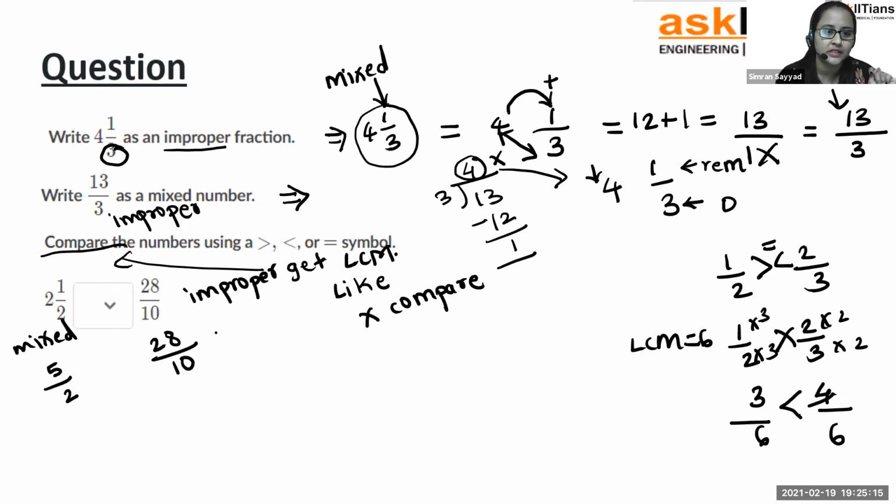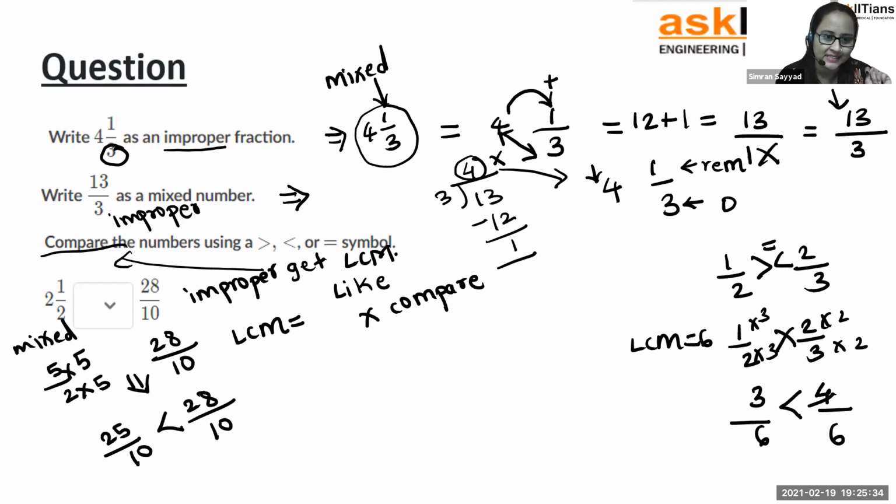So first step, what do we have to get? We have to get the LCM. What is the LCM? 10 is the LCM. To make 2 into 10, multiply by 5, multiply this by 5 too. So what will you get? 25 by 10, 28 by 10. Tell me, less than or greater than? Yes, this is less than. Got it? That is how to compare.